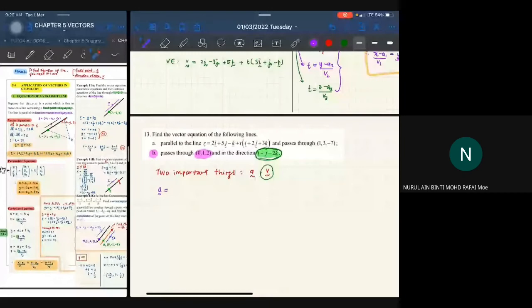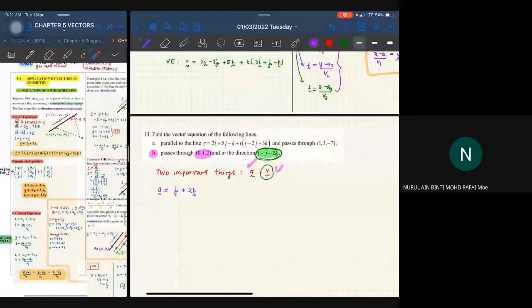And then we have 1j, which is just j, and then plus 2k. Settle. Okay, so awak dah ada dua benda penting yang mesti awak dapat. So this one settle, this one settle. Right, so just masukkan saja ke dalam formula. Okay, so cuba tengok dekat sebelah kiri ni. So this is our focus.